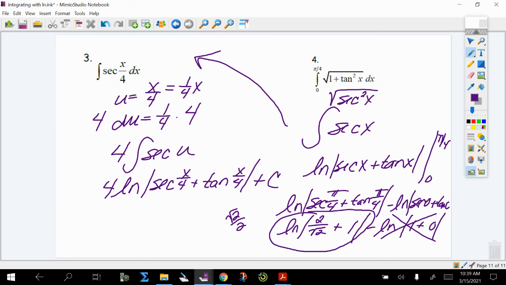So that is the end of 5.2. So now you can integrate all different things with natural logs from your basic all the way to your trig.